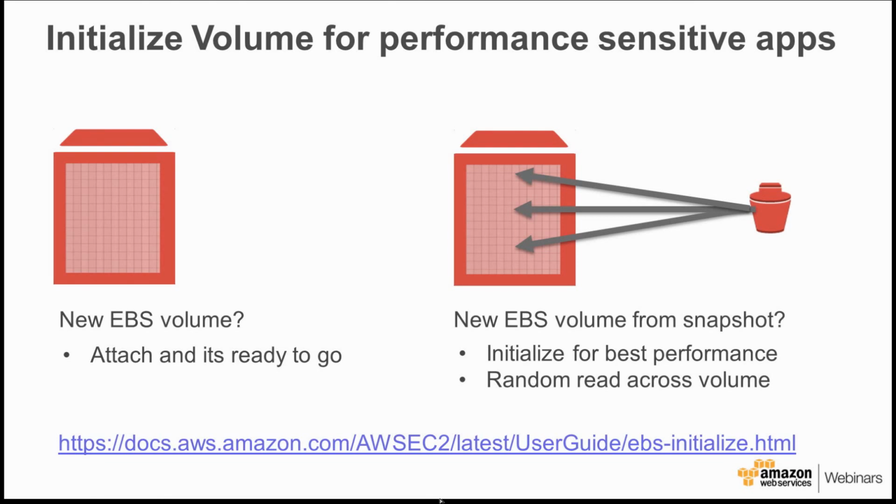However, if you really want to perform without getting hit with those S3 latencies, we recommend you do a proactive read across the entire volume to accelerate the lazy loading of data from S3, so that when you're running your application, you're not hit with this S3-like latency. So if you're running a performance-sensitive application, we recommend reading across the entire volume and forcing the load of data from S3 to avoid potential latency issues. You can see the link below for an actual command that we can use to initialize your volume.